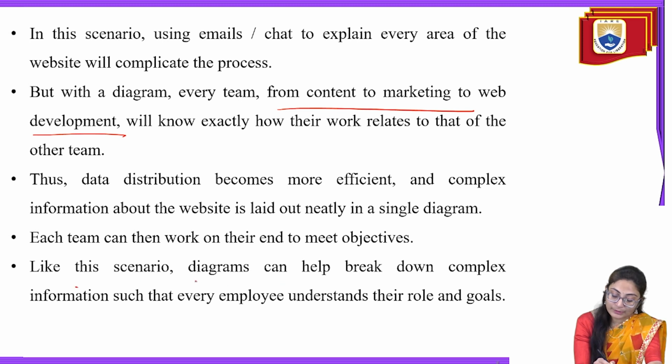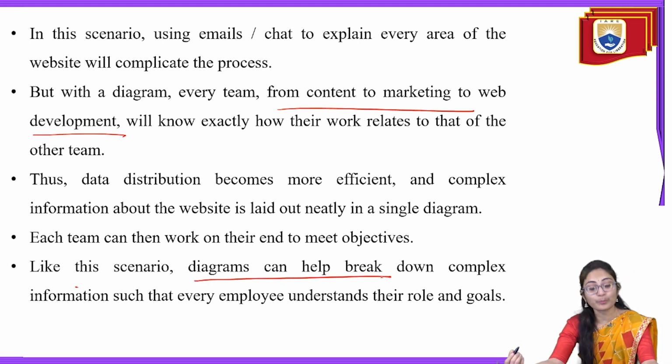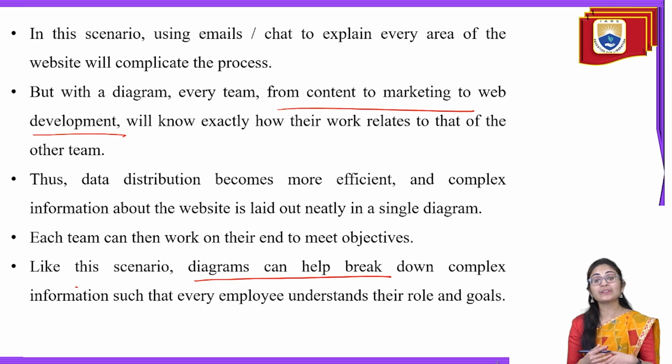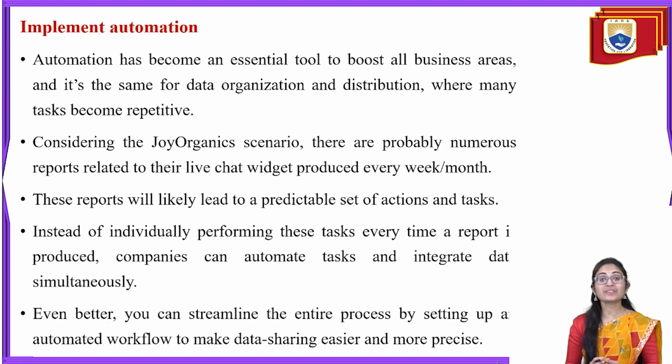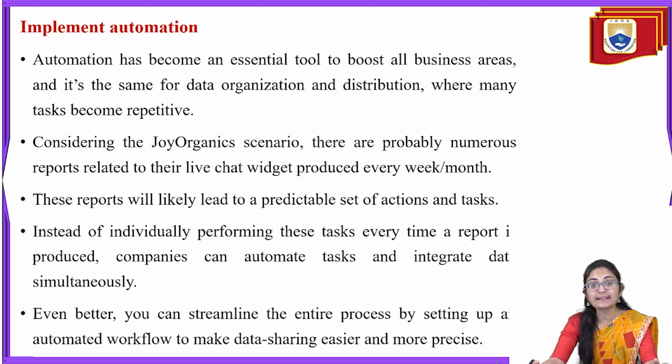So in this scenario, diagrams can help break down complex information such that every employee understands their role and the goal. So if you are using a diagram, it is very easy to understand the roles and goals for employees also. Next one is to implement automation. Automation has become an essential tool to boost all business areas, and it's the same for data organization and distribution, where many tasks become repetitive.